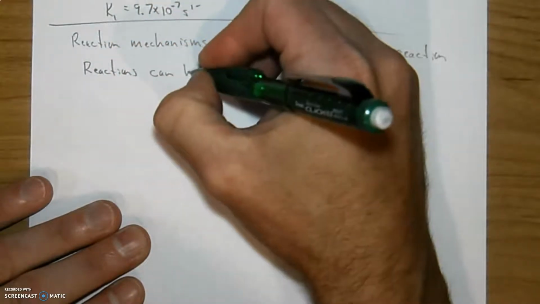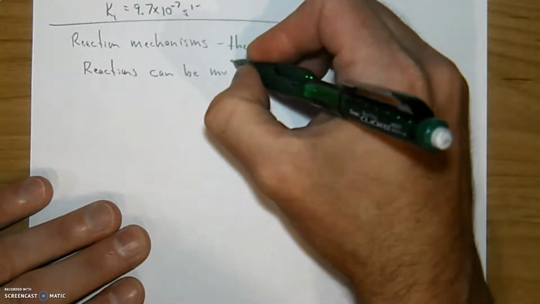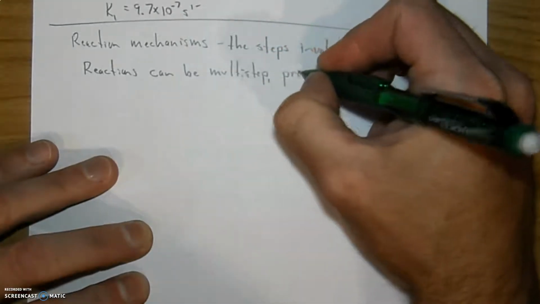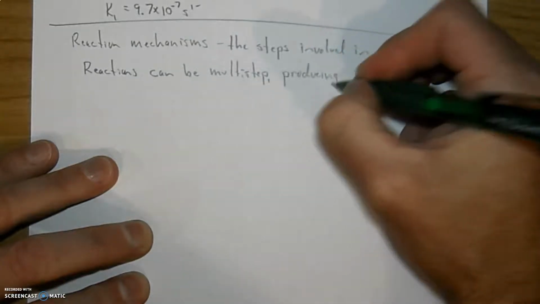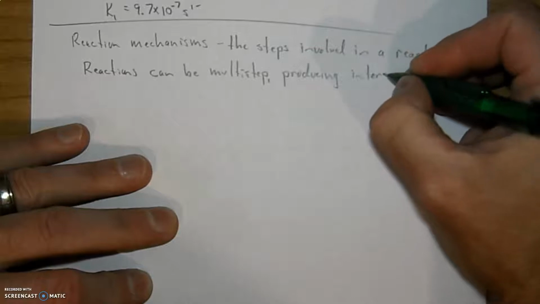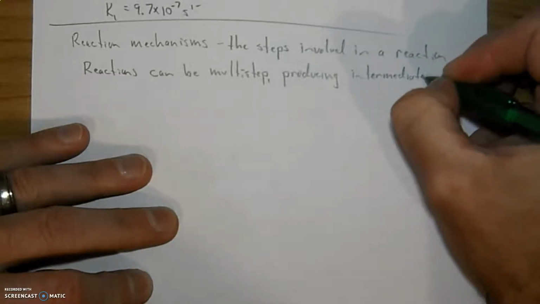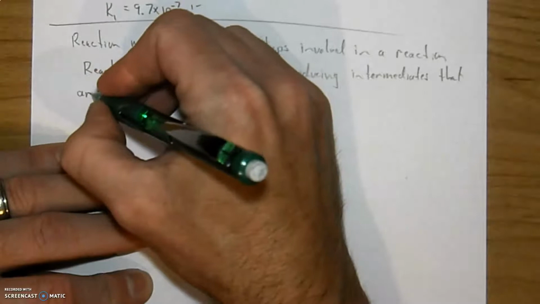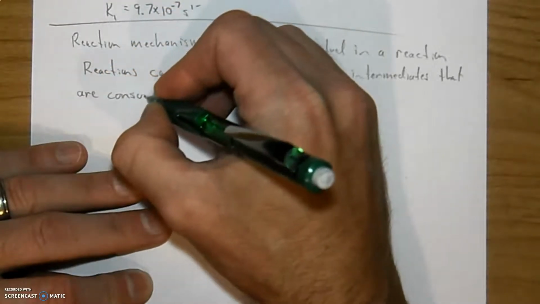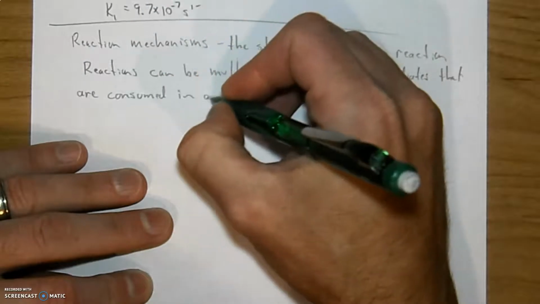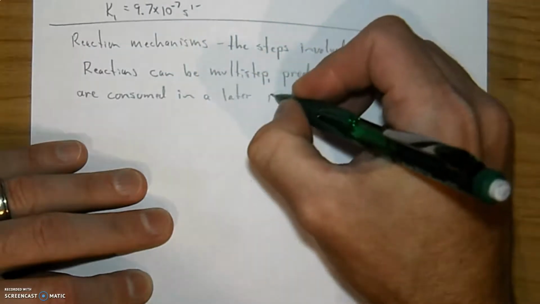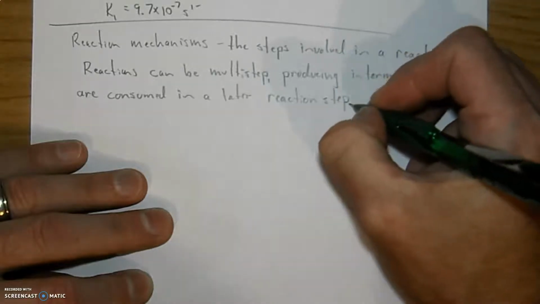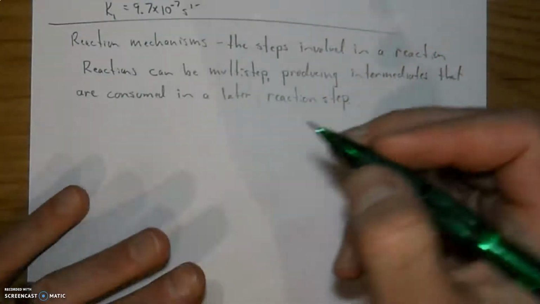Reactions can be multi-step, producing intermediates. So that's kind of a new term. Intermediates that are consumed in a later reaction step. So we could have multiple steps in here. So let's give a little bit of an example.